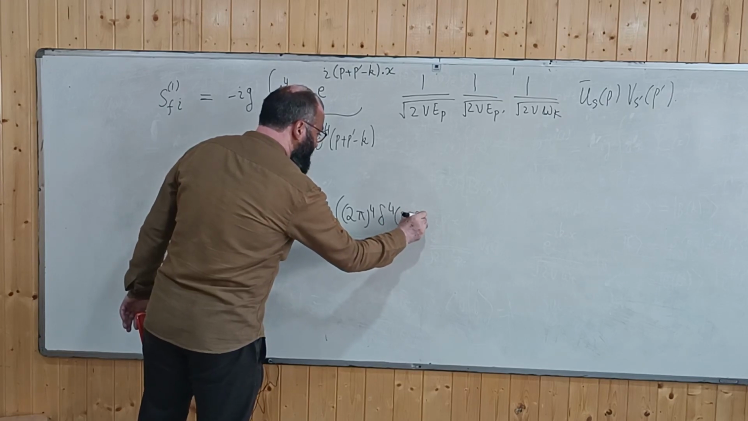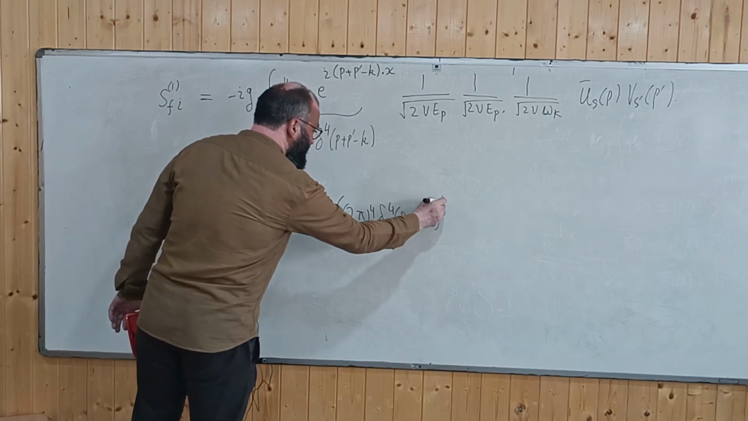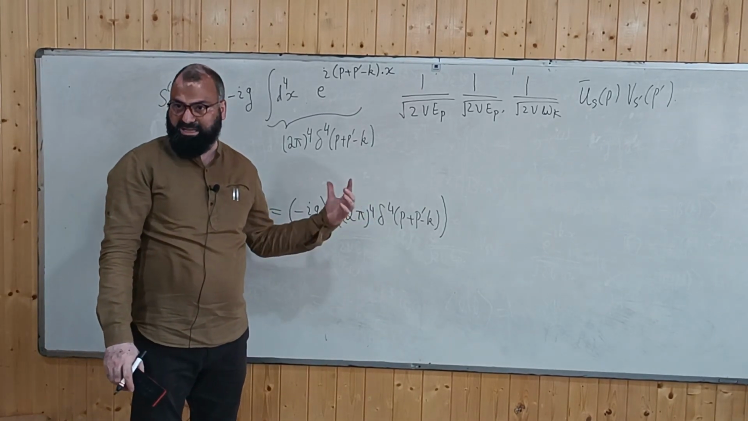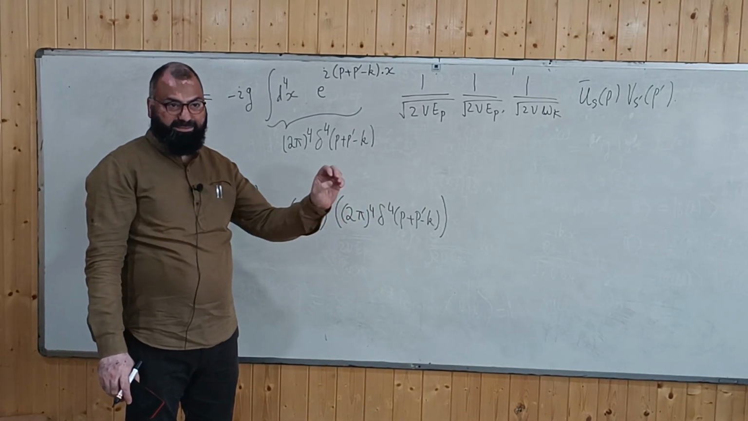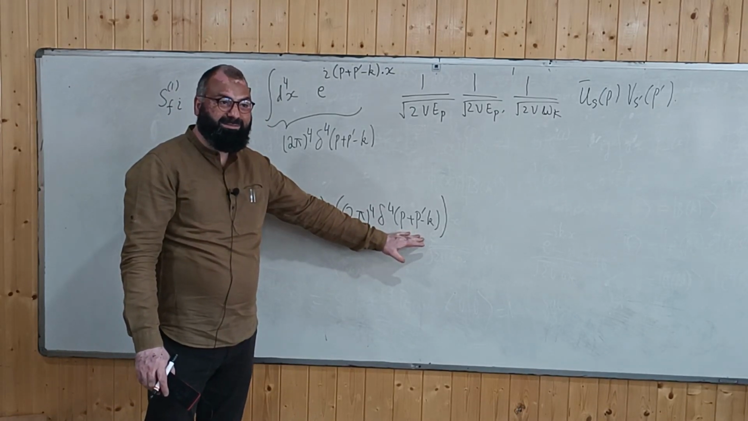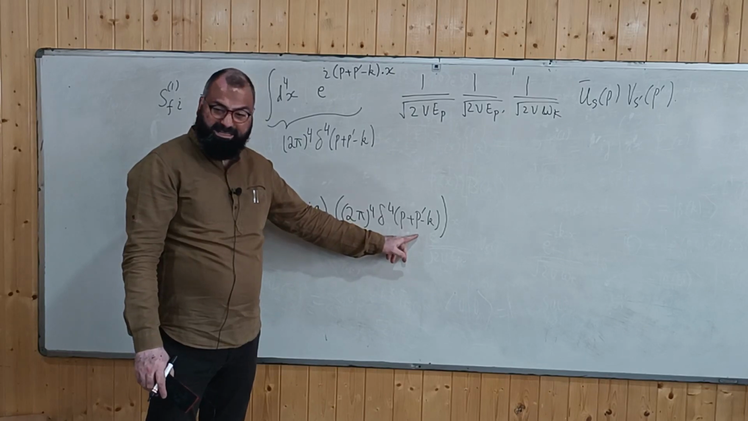What does this delta function give me? If you put its argument equal to 0, that gives us the conclusion. That is the physical result of a delta function. If you put the argument equal to 0, what does it give me? k is equal to p plus p prime.